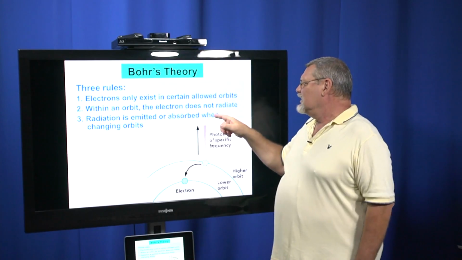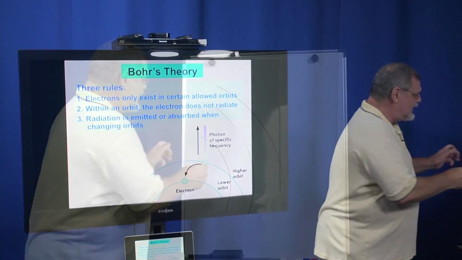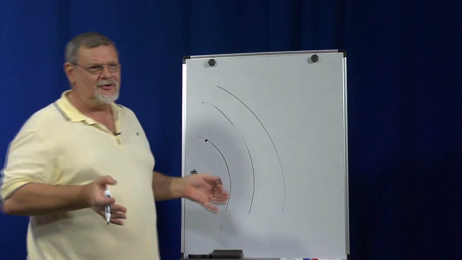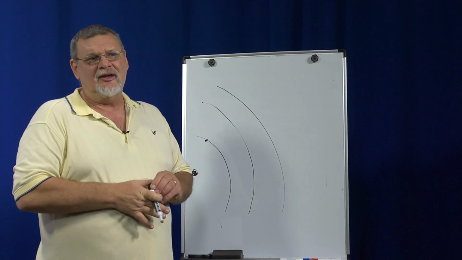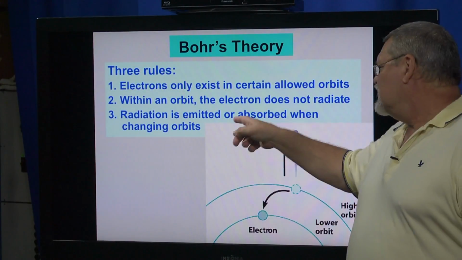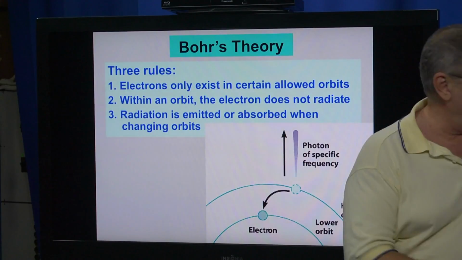Within the orbit, the electron does not radiate. As the electron is in this energy level, it doesn't radiate or absorb. It doesn't give off energy. It's just happy in that energy level. Radiation is emitted or absorbed when changing orbits.